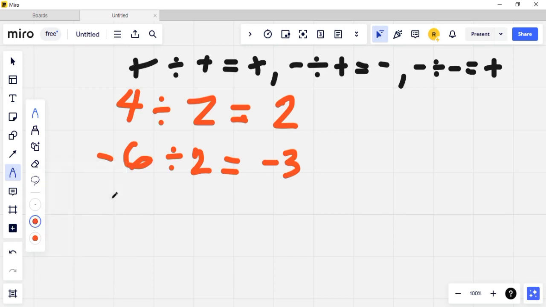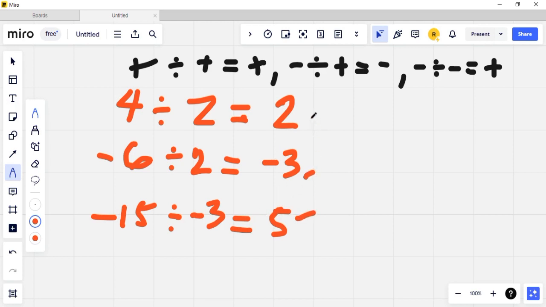Okay, let's proceed. Negative 15 divided by negative 3 is equal to, okay, correct, it's positive 5. Okay, so this is our final answer.